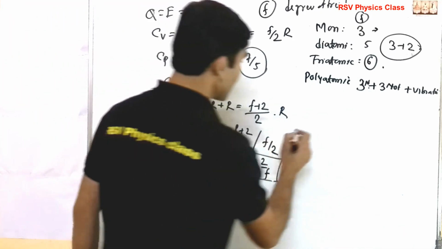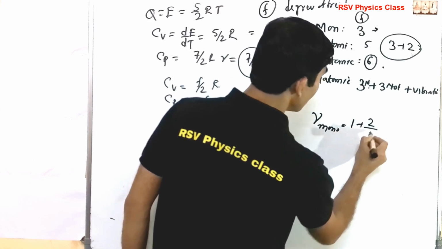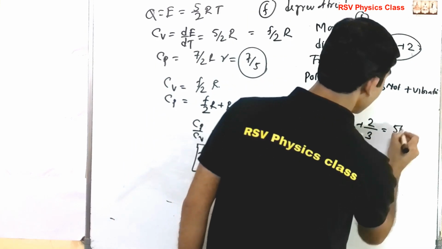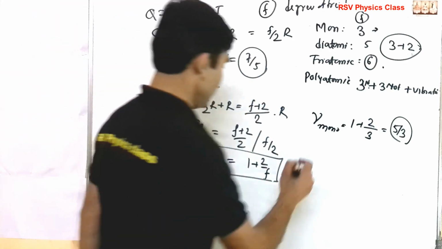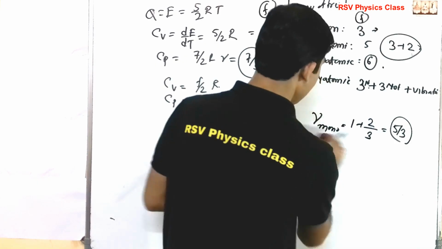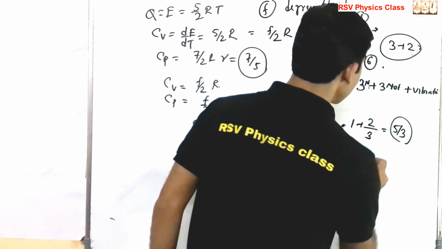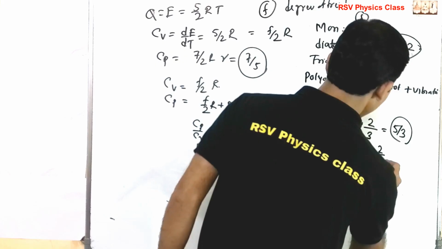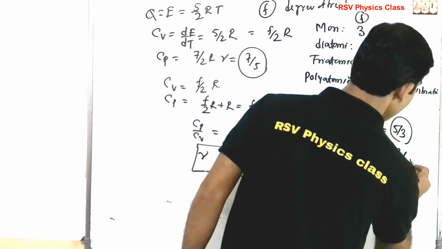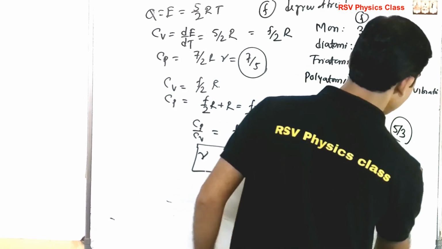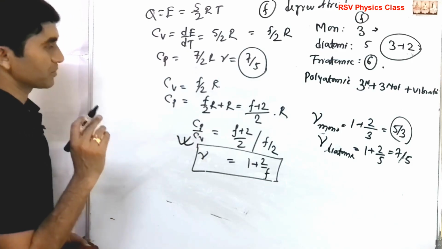So for monoatomic molecules, how much is gamma? 1 plus 2 by 3. So this is 5 by 3, we calculated that. For diatomic molecules, F is 5, so how much is gamma? 1 plus 2 by 5, right. So this is 7 by 5. We calculated these some time ago. So using this simple equation you can calculate everything.